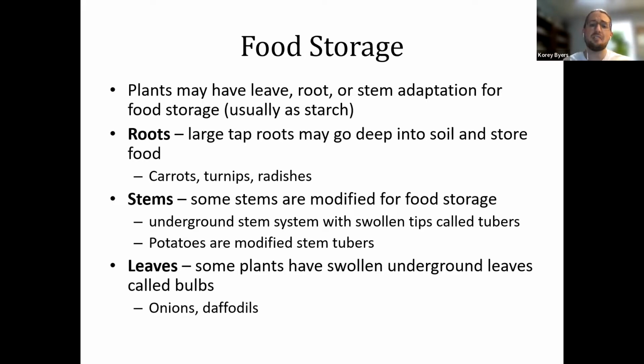Some plants have modified leaves. They've turned their leaves into a way to store excess food, like your onions, your daffodils, your things with bulbs, like your lilies. And so we utilize that for food source: roots, stems, and leaves. Carrot's an example of a root, potato an example of a stem, onion an example of a leaf, if you're considering human food.